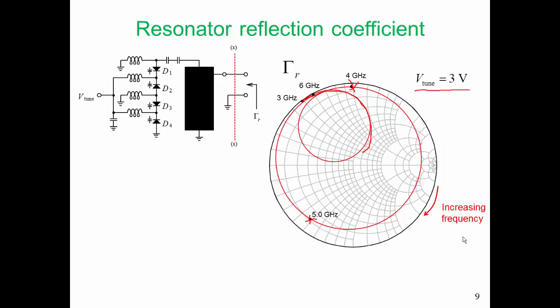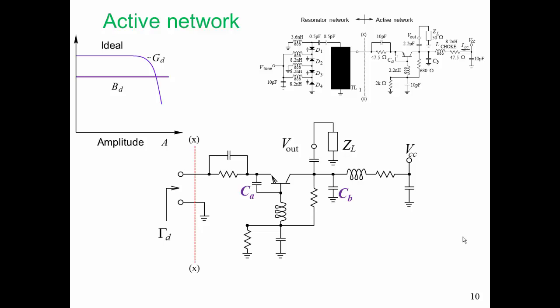Now let's look at the active network. So here is our active network. Remember, our ideal situation is that we want GD to be fairly large in magnitude and then reduce as the amplitude of the oscillation signal increases, and we want BD to be independent of amplitude, and that is a very important characteristic, and that reduces the phase noise of our oscillator. So look at the active network and read through that. You may want to pause.